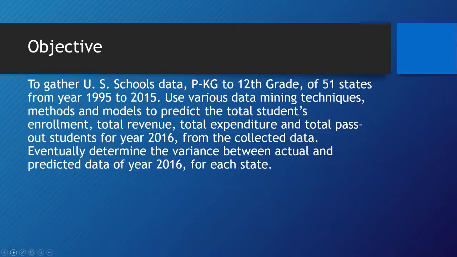Our objective was to take school data from grade schools in the 51 states for a 10-year period, using different data mining techniques and models to predict students' enrollment, the total revenue and expenditure, as well as the total pass out for the students for the upcoming year, which would be 2016, using that collective data. Our outcome would be determining the variance between the actual data for each state.